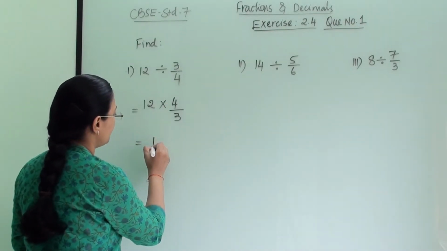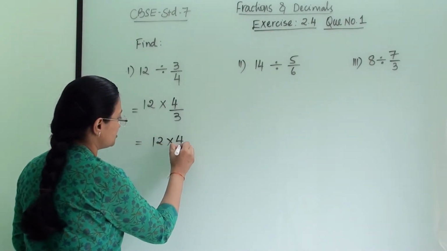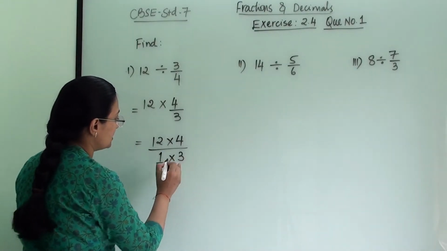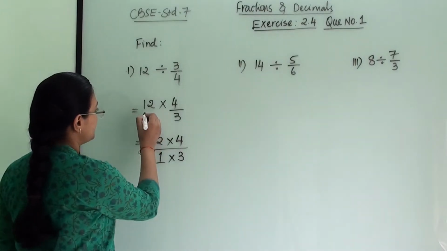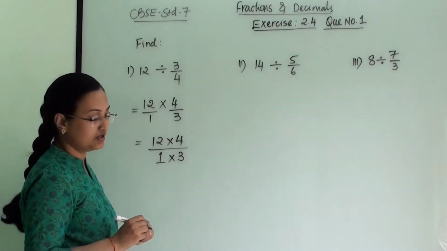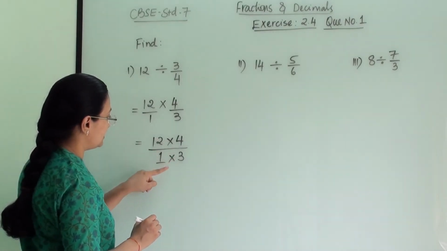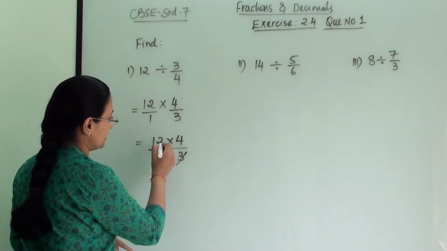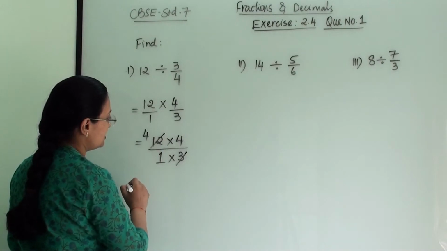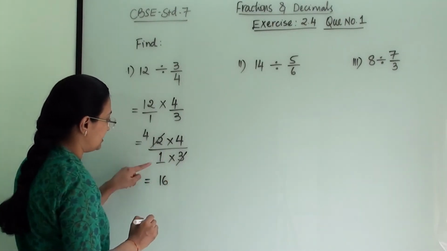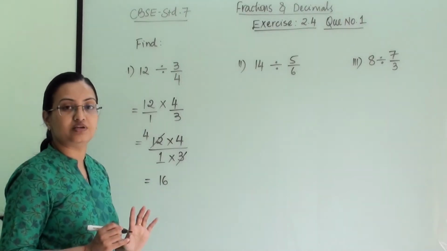So here we are writing this as multiplication, 12 into 4 divided by 1 into 3. This is a whole number, so we can imagine that 1 is in the denominator. Now we will see if we can reduce anything at this step. Yes, we can reduce that. 3 4s are 12. So the answer we will get is 16 divided by 1. So 16 will be the answer.